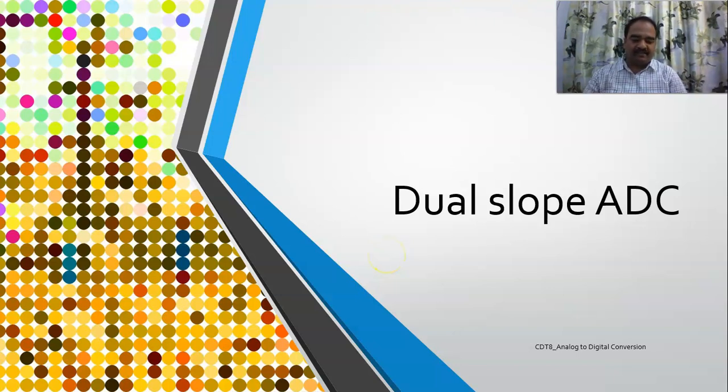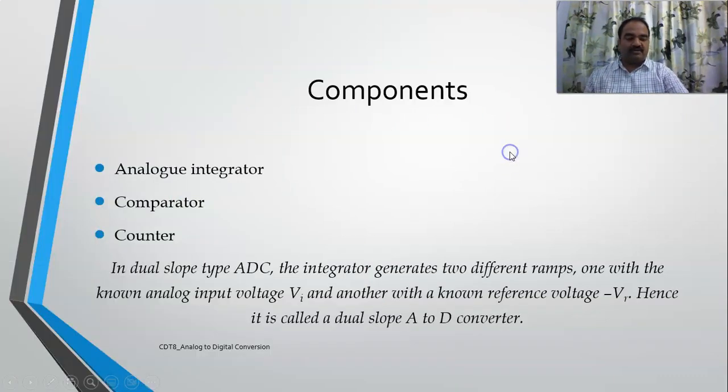Welcome back. Now we will discuss the dual slope ADC, the second type of ADC which is extensively used in digital relays. The dual slope ADC has got its name because it integrates two different ramps. But before going for that, we will see the important components.